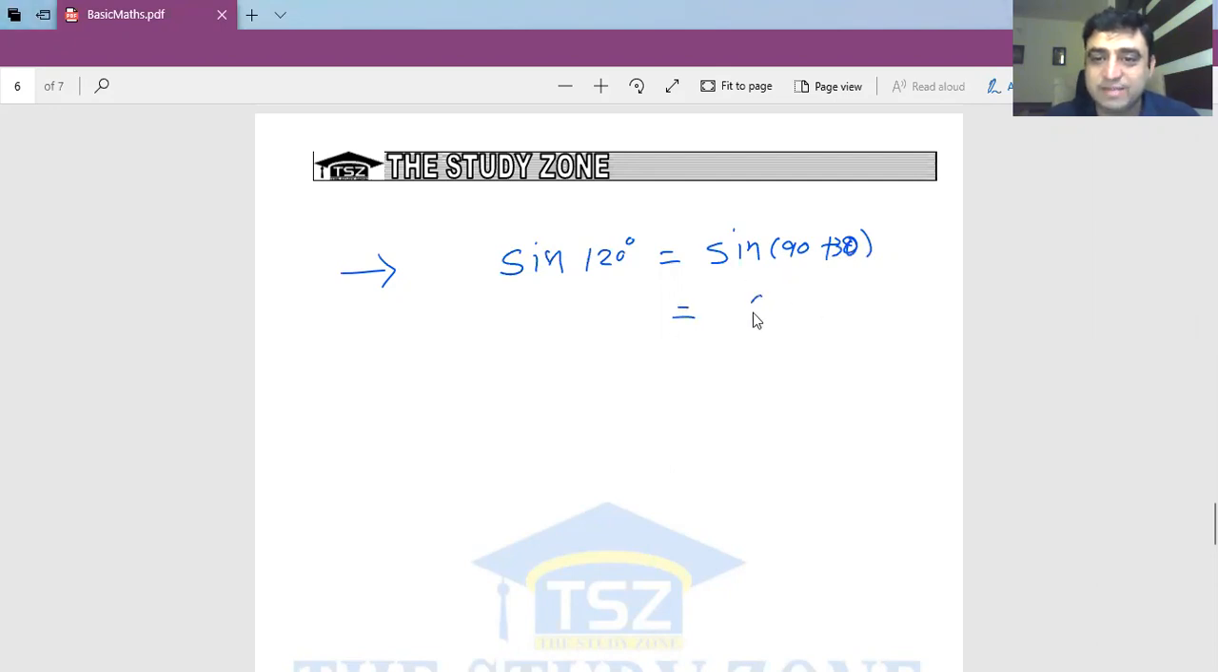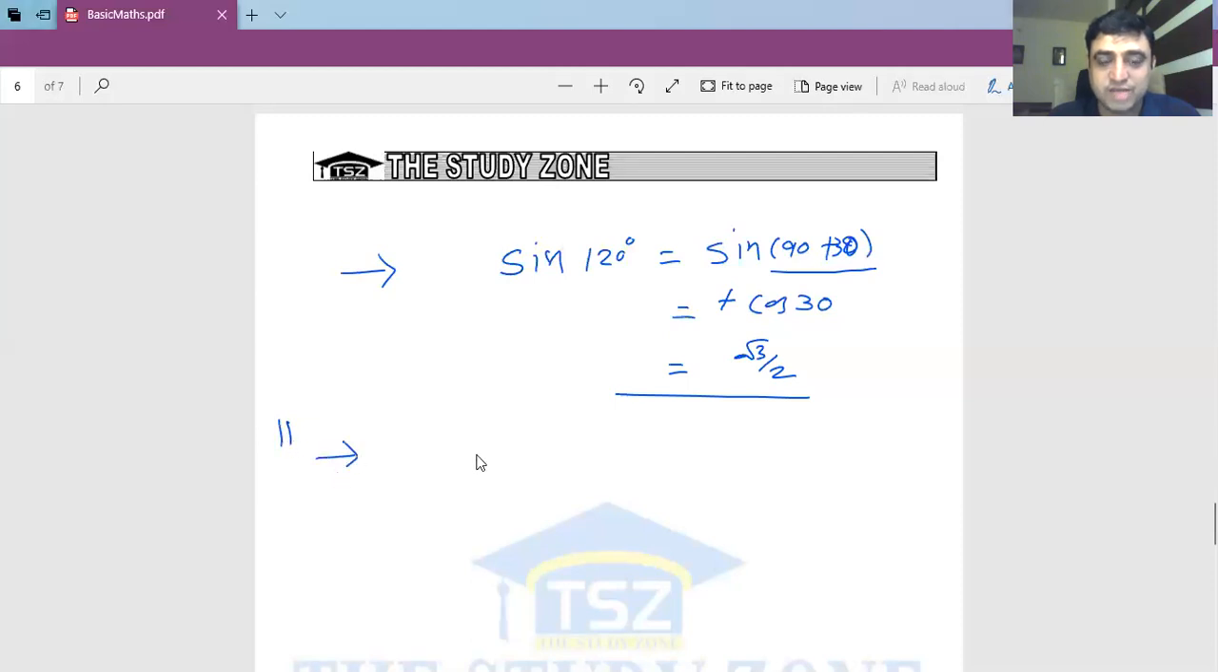Now, sine will be cos, so it will be cos 30. This is second quadrant, 90 plus 30. In second quadrant, sine is plus, so cos is also plus. So it is cos 30, that is root 3 by 2. So what is the value of sine 120? Root 3 by 2.